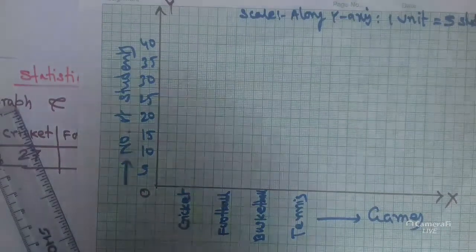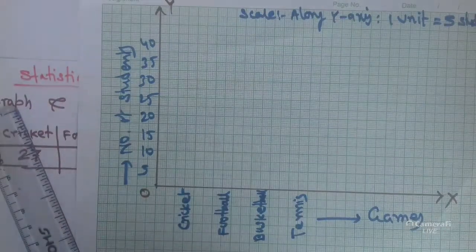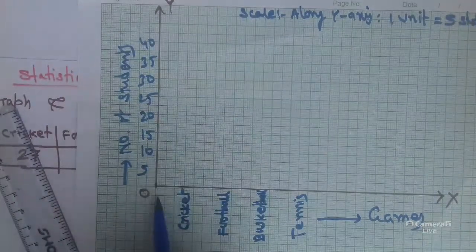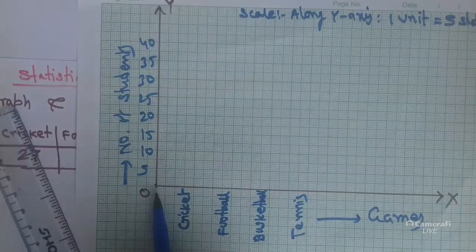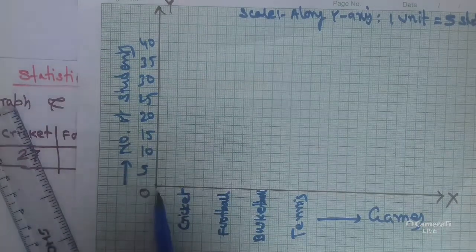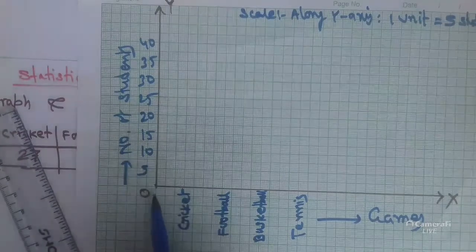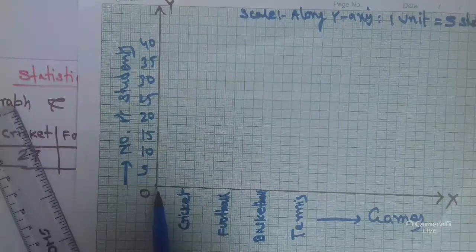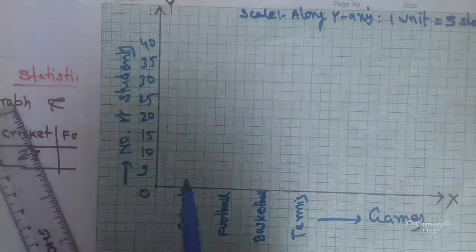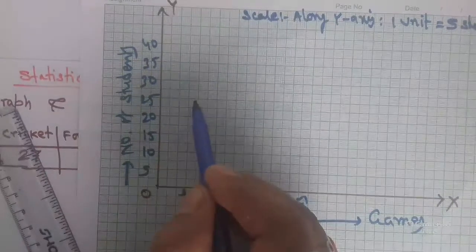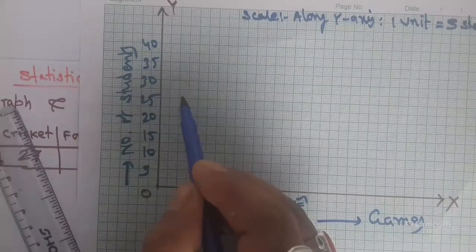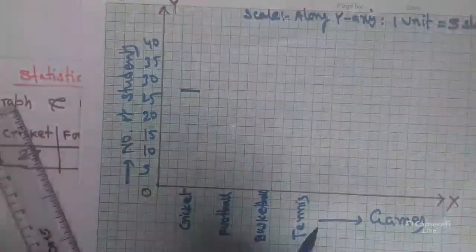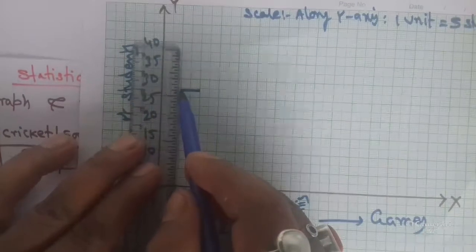In cricket, how many students are participating? 27. So where is 27? Students, you can see that in each unit there are 10 small parts. 1 unit is equal to 10 small parts, so 2 small parts is equal to 1. So to choose 27, after 25 we take 4 small lines. So here it is 27. Now draw the bar.